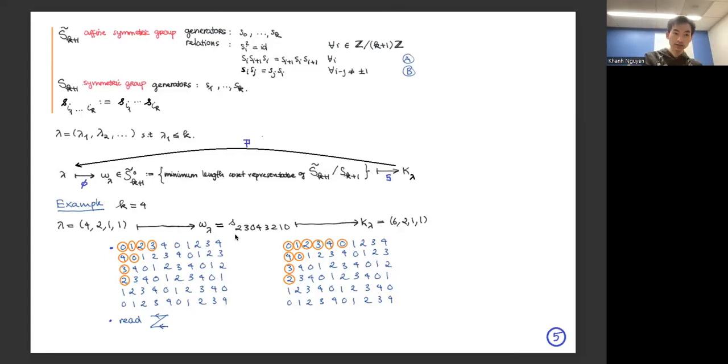You can understand the process like this. First, because k equals 4, I write 0, 1, 2, 3, 4, and I repeat. So I get the first row. And now for the second row, I shift the first row to the right one step. And I shift the second row to the right one step, I get the third row, and so on. And now we start to fill the shape of lambda into the table. Because lambda 1 equals 4, I put 4 red circles in the first row, starting from 0. Next, lambda 2 equals 2, so I put 2 circles on the second row.